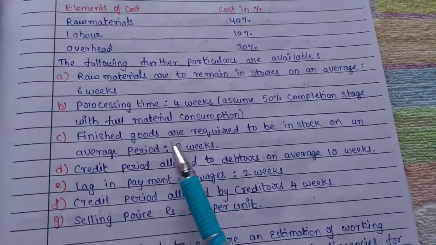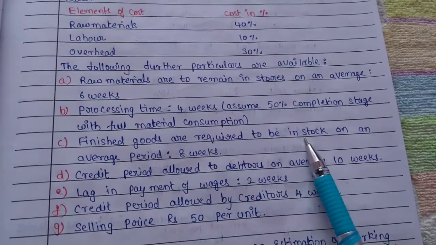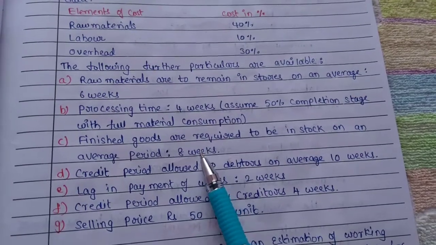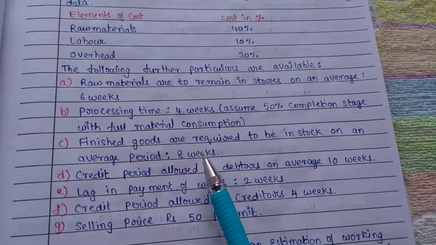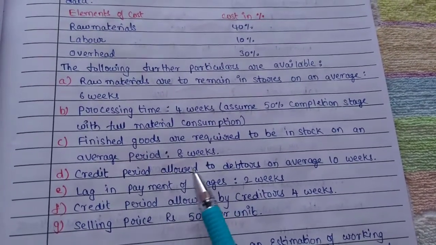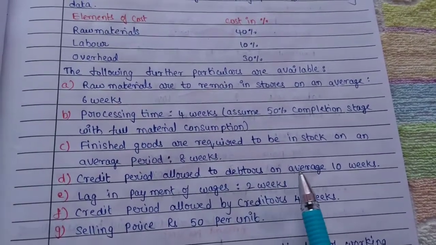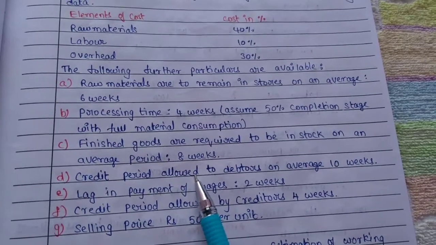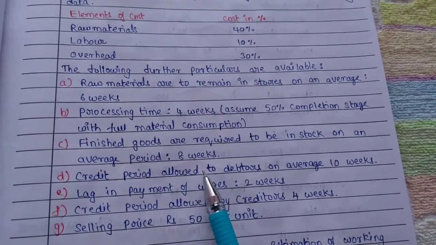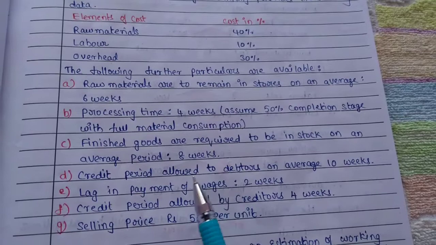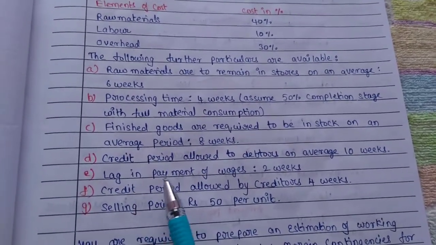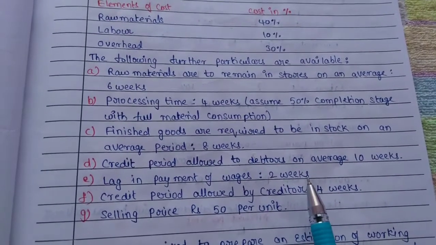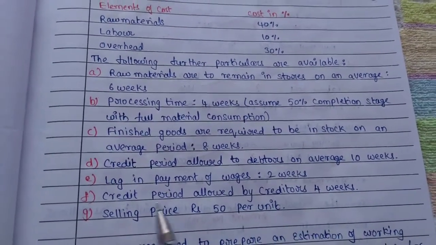C. Finished goods are required to be in stock on an average period 8 weeks. See here, finished goods holding period is 8 weeks. D. Credit period allowed to debtors on average 10 weeks. So here the firm is allowing 10 weeks of credit period to their debtors. Next one, lag in payment of wages 2 weeks. So here there is a delay in payment of wages of 2 weeks.